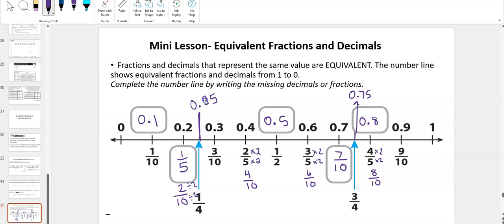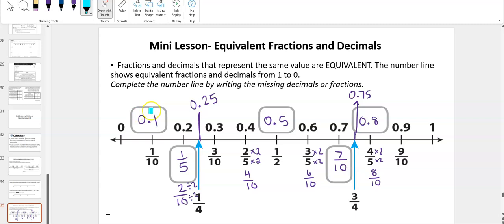So 0.2, 0.25, 0.3. Fractions are where it gets a little tricky because I could just do 1/10, 2/10, 3/10, 4/10, or I can reduce my fractions by dividing and get some other numbers like 1/10, 1/5, 1/4, 3/10, 2/5, 1/2, and so forth. So some of these we call benchmark fractions and decimals, and we should have these memorized.